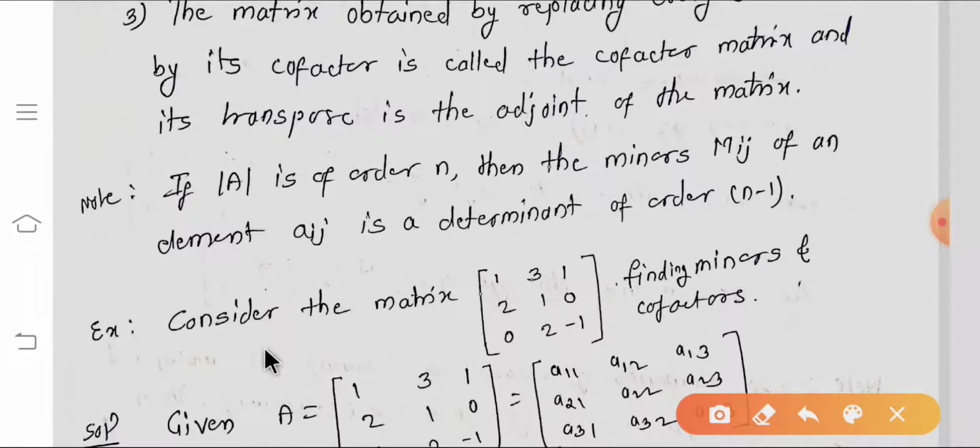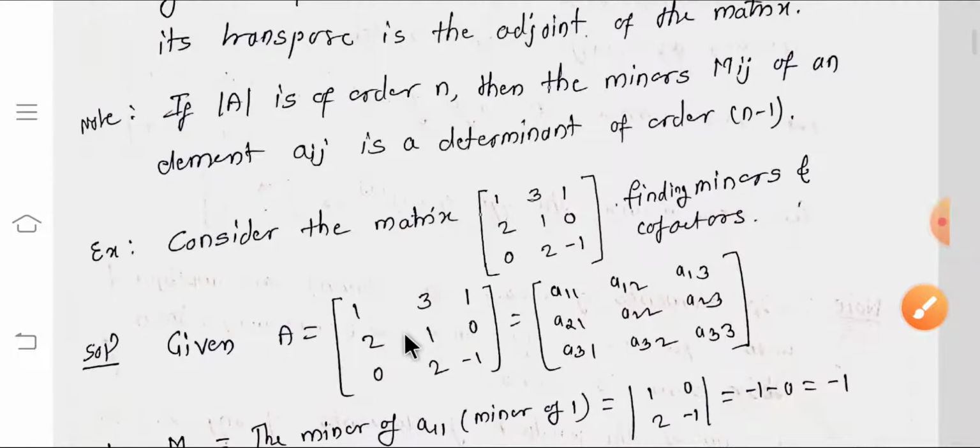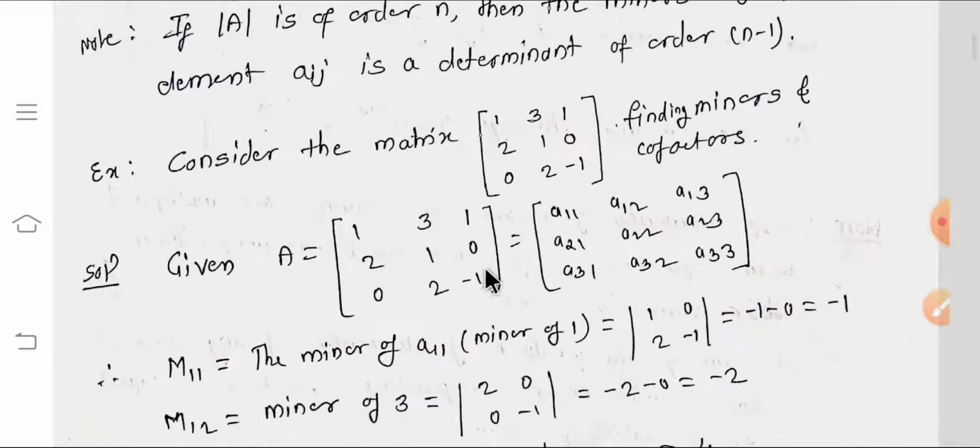So here we find the minors and cofactors. For this example, consider the matrix 1 3 1, 2 1 0, 0 2 minus 1. How to find minors and cofactors? Consider the matrix A equal to 1 3 1, 2 1 0 and 0 2 minus 1. Minor of 1 is M11, means first row and first column, nothing but the minor of A11. Consider the elements as A11, A12, A13, A21, A22, A23, and so on up to A33, means third row, third column.